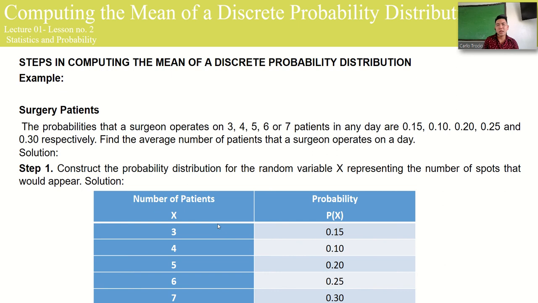This time this is in columns. The other one that you learned in the previous video is in a row. This time this is in a column. So number of patients, there might be 3, so you have 0.15 and so on. You're just listing here this variable and this random variable that you have here.